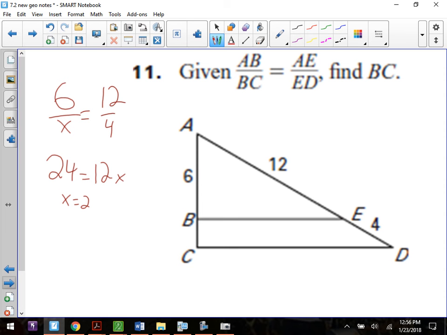6 times what is 12? 2. 2 times what is 4? 2. There's a couple ways you can go about this. There's nothing wrong with thinking your way through a problem because sometimes you're going to be okay by doing so. Other times, you fall back on just the regular algebra of it, and you just cross multiply, and you're fine as well. Okay? That's what's nice about this similarity stuff. As long as you know how the setup works, the rest of it's super easy. Okay? It's pretty easy.